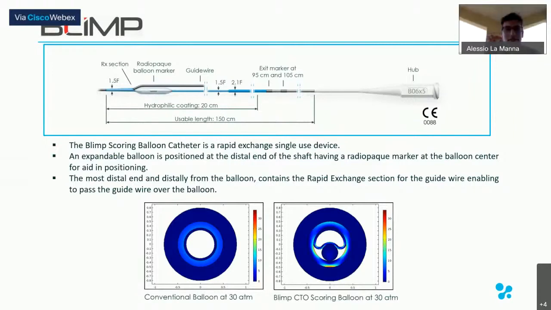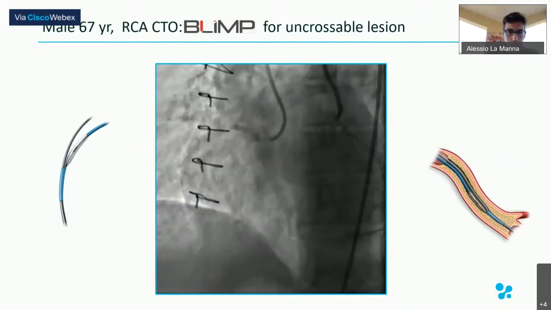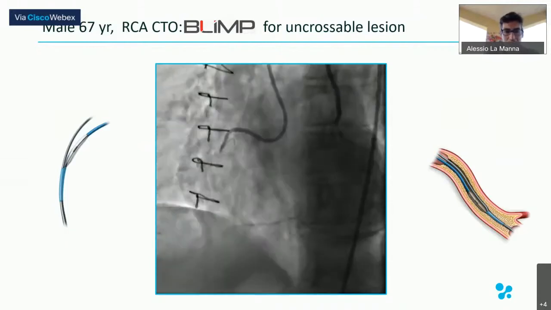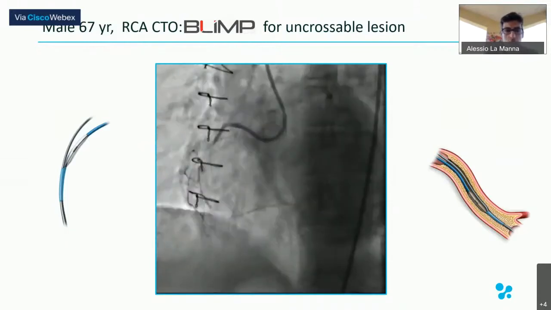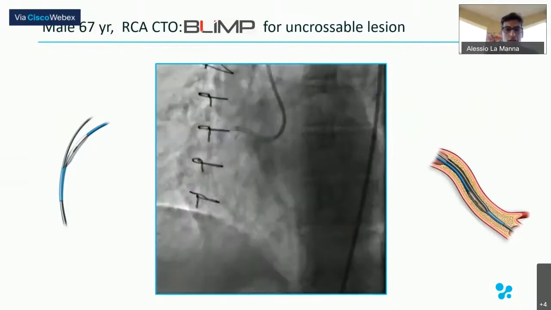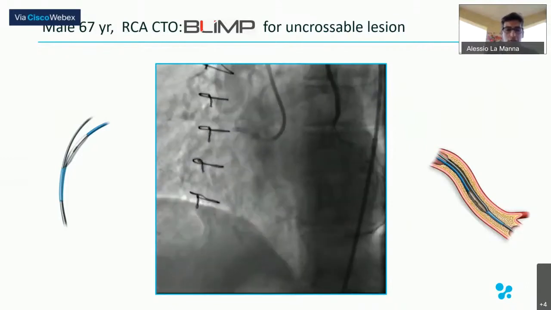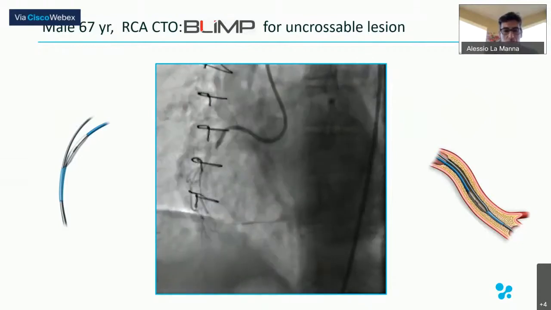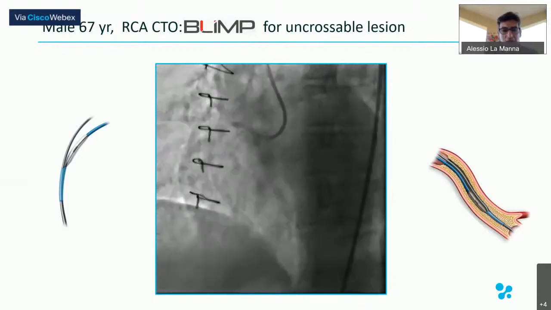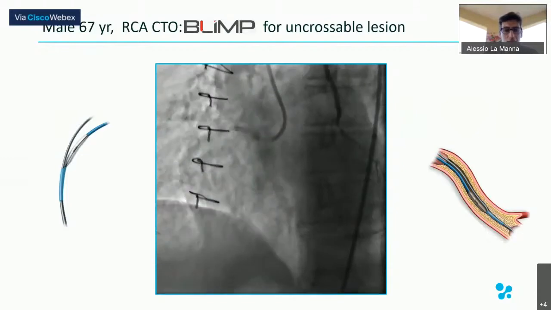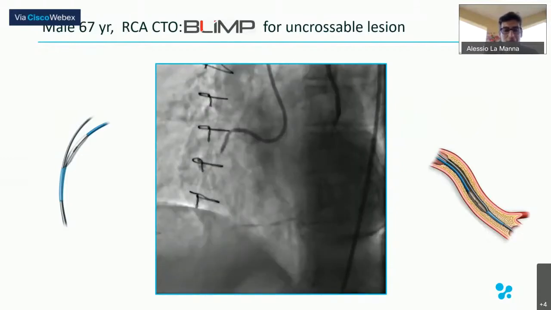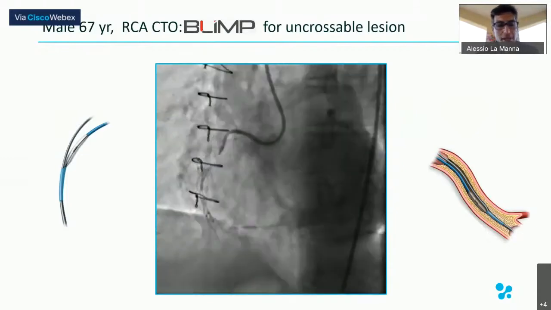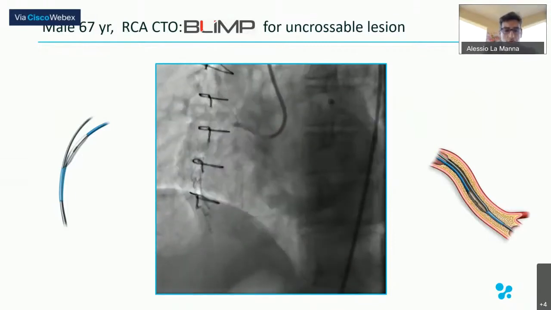So this device is very important to have available in our cath labs, because it can solve complex situations in an easy way. We consider the most complex part of CTO PCI to be getting the wire into the distal true lumen, but sometimes uncrossable lesions can really make our procedure more complex and even be a cause of failure.